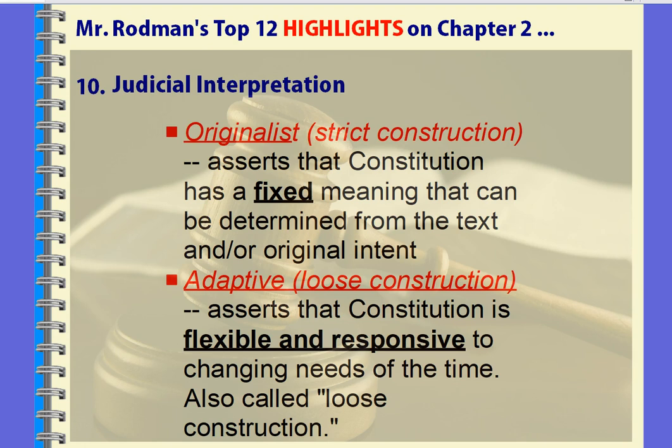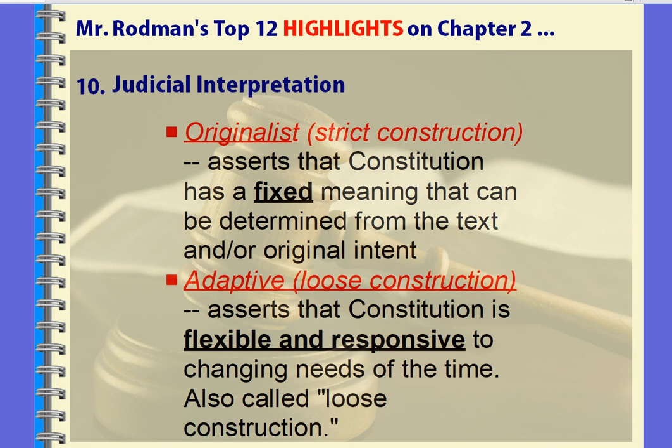Then we see the adaptive or loose construction, which asks: what would the Constitution mean today? What would it mean in today's terms? This is more the loose construction or the adaptive approach, trying to see it as a living, breathing document, something that adapts to the times, and we need to be responsive to what the times are saying about the Constitution today.